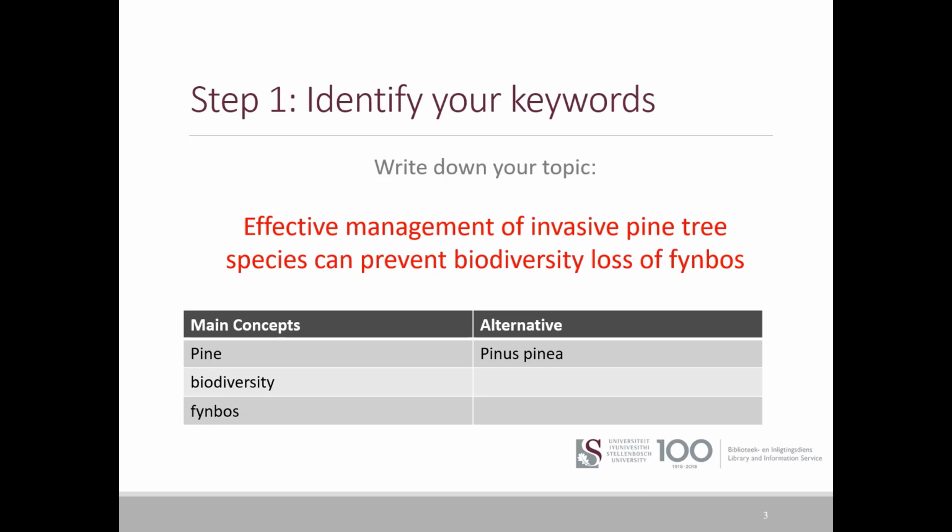Step 1 is to identify your keywords. When you have a topic, the first thing I always suggest is write down your topic and pull out all the keywords. I always use columns so I can put alternatives next to the word, as you can see here. With this topic, we can use the word pine for pine trees, but also include the scientific name Pinus pineae. You need to think of alternative words because different people use different words to describe the same concept. And by using both words instead of only one in my search, then I make sure I'm getting all the possible literature.